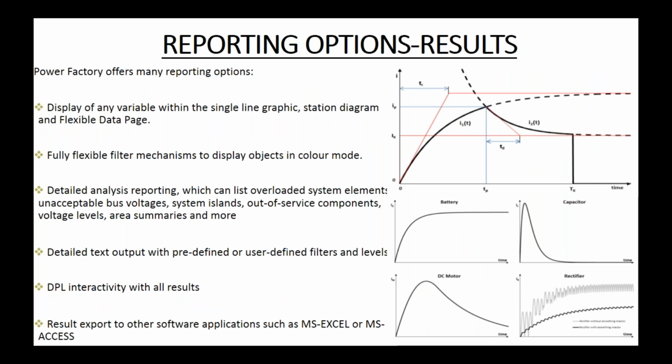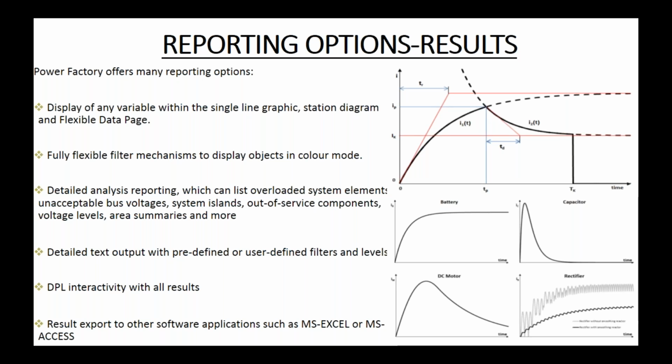Detailed analysis reporting can list overloaded system elements, unacceptable bus voltages, system islands, out of service components, voltage levels, area summaries, and more. Detailed textual output with predefined or user-defined filters and levels. DPL interactivity with all results. Result export to other software applications such as MS Excel. Implicit calculation of a large number of individual result, variable and summary figures. Display of any variable with a single line graphic, station diagram, and a tabular flexible data page.